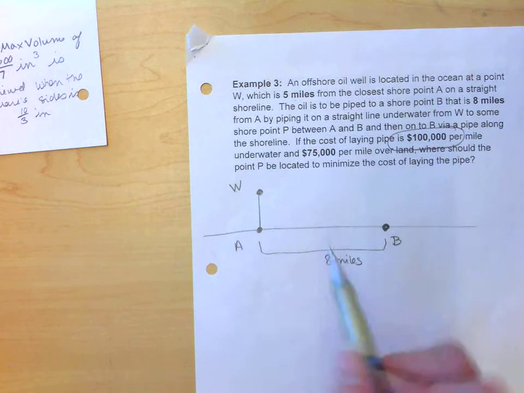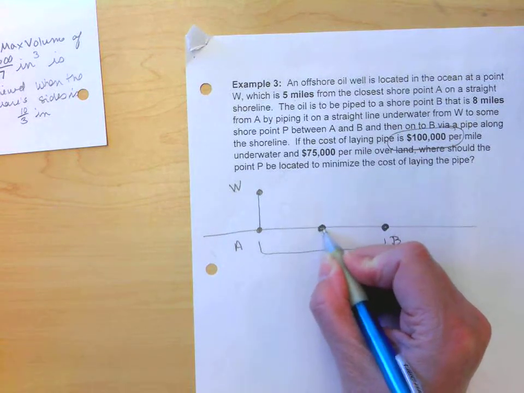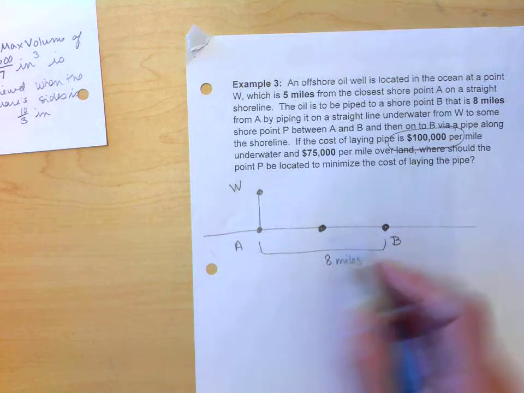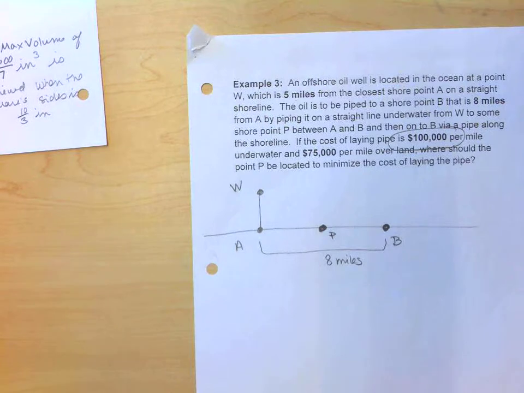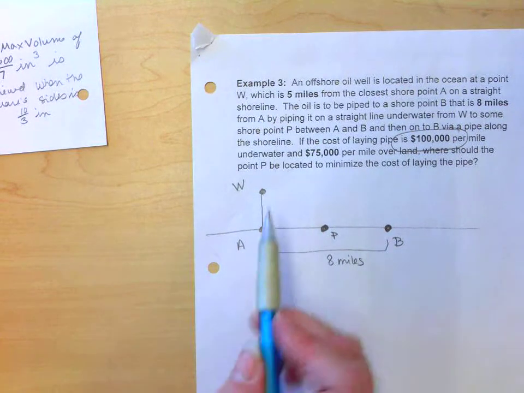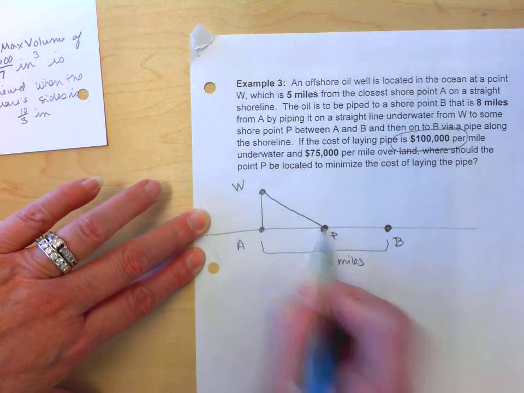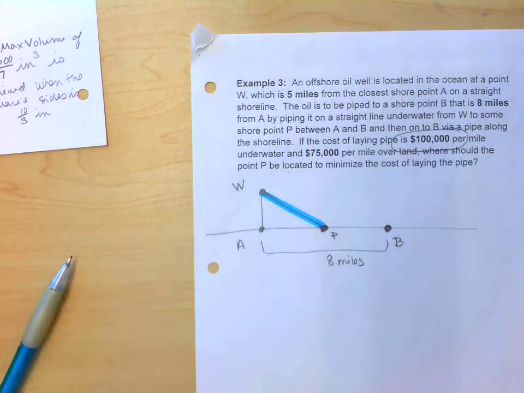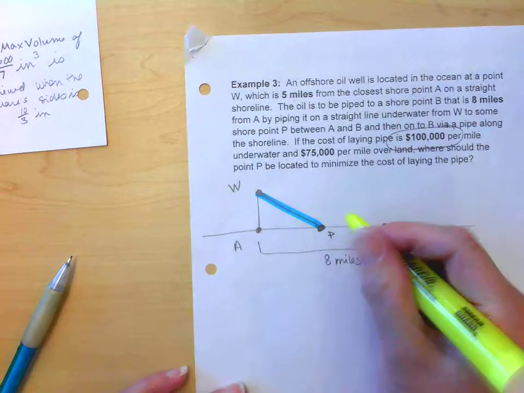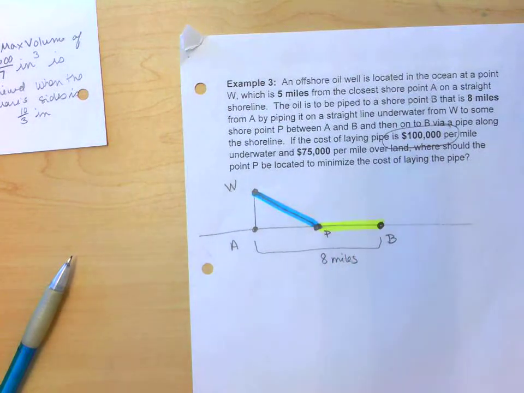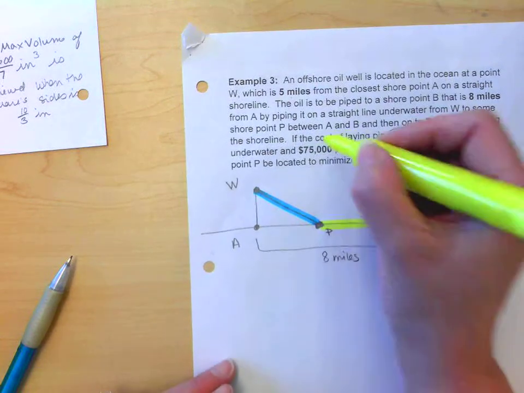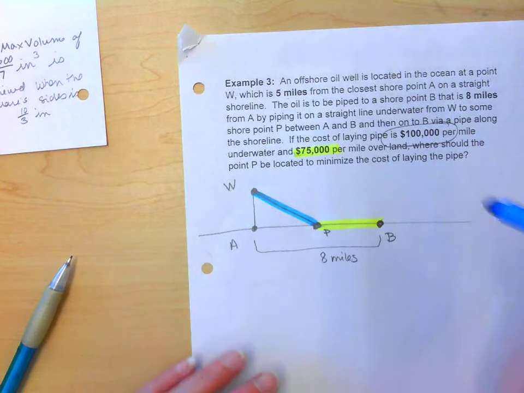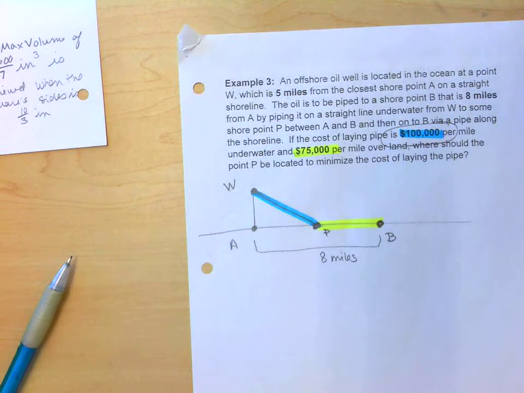The better optimization way to do this problem is to plop down a point here somewhere between A and B, and to take the oil from W to P, and then from P to B. Notice the costs associated here. From P to B is going to be $75,000, and from W to P is $100,000.